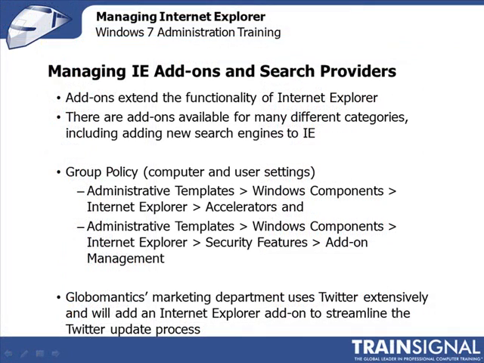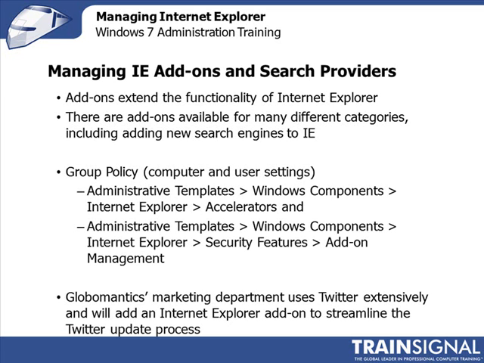Microsoft and other parties provide add-ons that extend the functionality of Internet Explorer. There are add-ons available for a number of different categories, including new search engines. GlobalMantics uses the New York Times search engine when they're looking for information about the company and the news. So we'll add that search engine to IE in an example in just a few minutes. As is the case in most things related to Windows 7, you can use group policy to manage Internet Explorer, including what can be added and what cannot be added to the operating system.